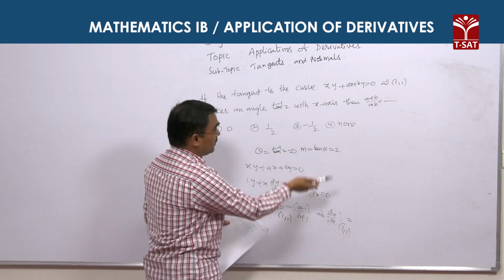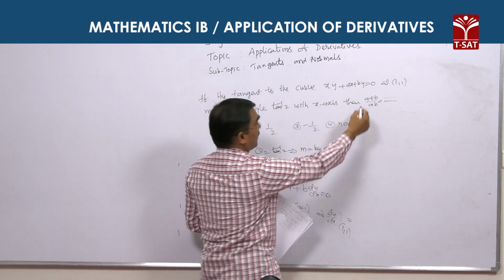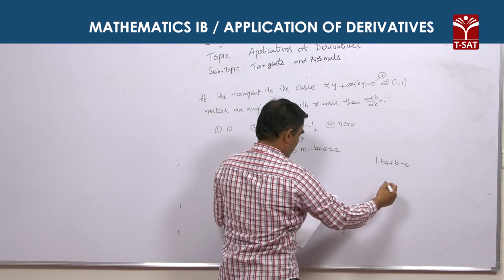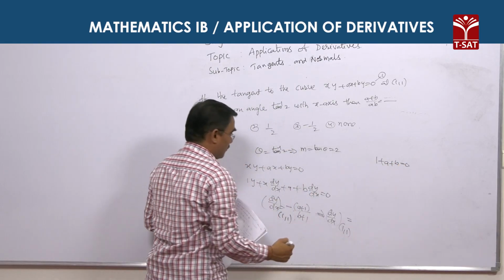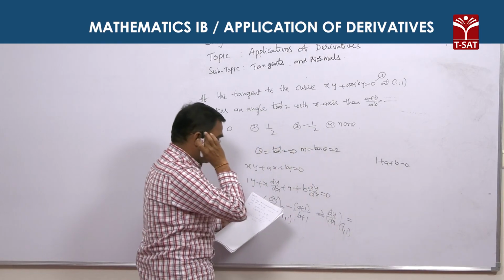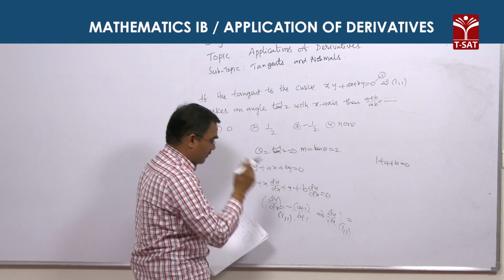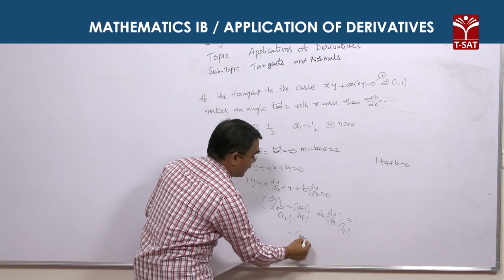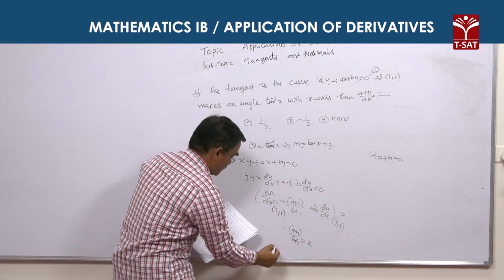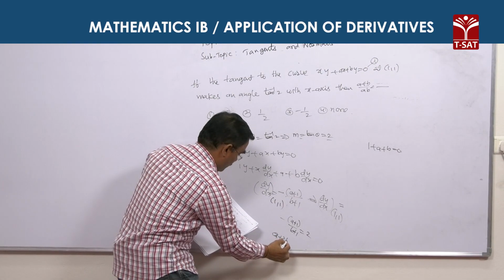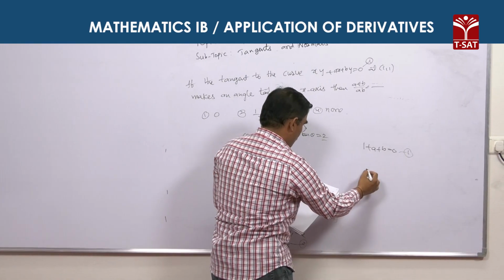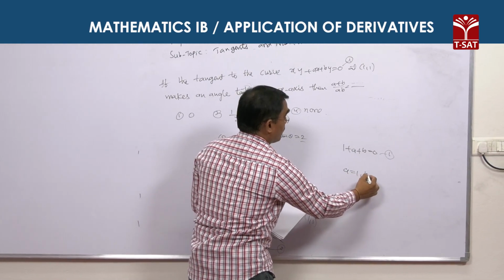Also, 1,1 lies on the curve. Since 1,1 lies on the equation, 1 plus a plus b is equal to 0, so a plus b is equal to 0. This is one equation. And tan theta, the slope, is equal to minus of a plus 1 by b plus 1; m is equal to 2. From this, simplify to a plus 2b is equal to 3. This is the second equation, and that was the first equation. Solving these two equations, a is equal to 1, b is equal to minus 1.